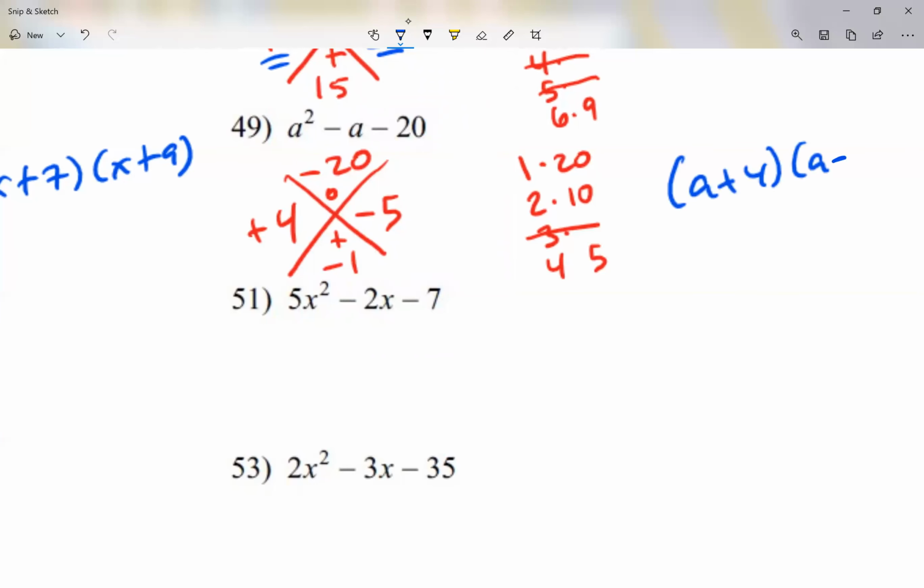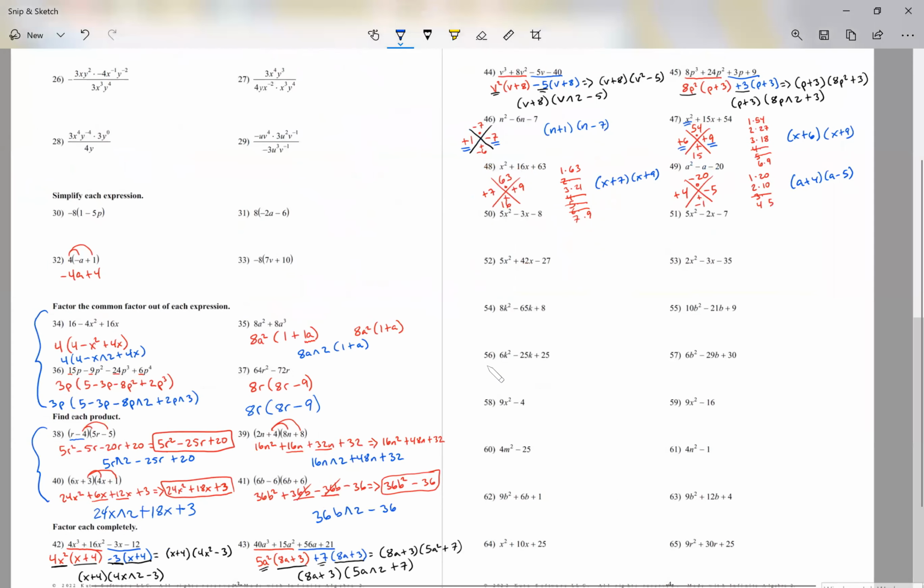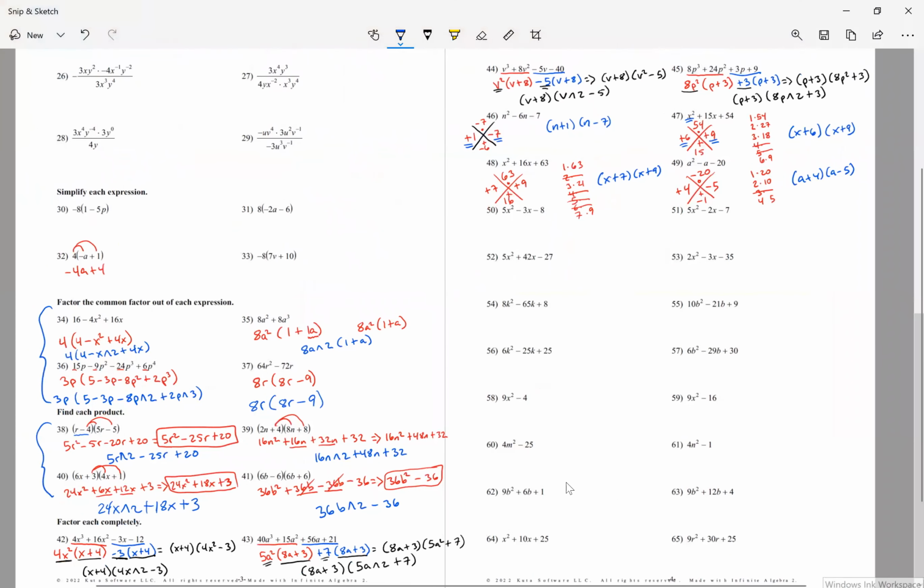x minus 5. I don't have any questions on the chat, but remember, you can always ask. I will always respond. I said I was going to stop at 49, where this is 49. So let me zoom out, take a screenshot of the work.